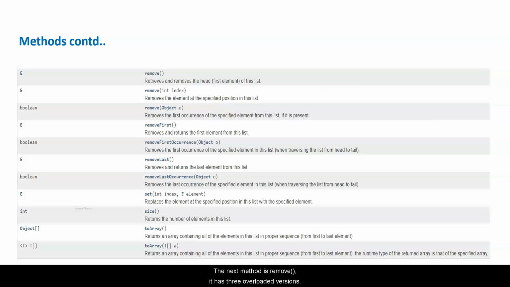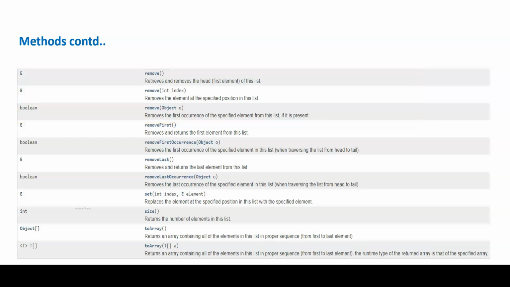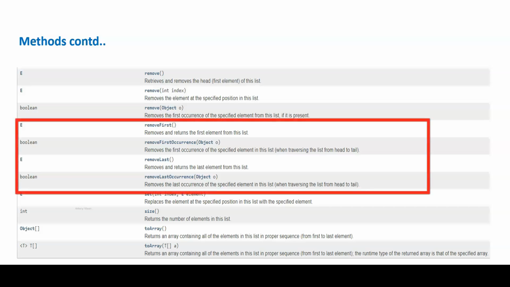The next method is remove. It has three overloaded versions. The first version removes the head of the list. The second version removes the element at the specified position in the list. The third version removes the first occurrence of the specified element from the list. The first two versions will throw NoSuchElementException or IndexOutOfBoundsException in case of failures or operations on an empty list. The removeFirst method removes the first element in the list. removeFirstOccurrence removes the first occurrence of the element. The removeLast method removes the last element from the list. removeLastOccurrence removes the last occurrence of the element in the list.